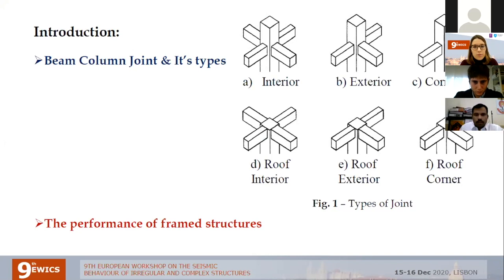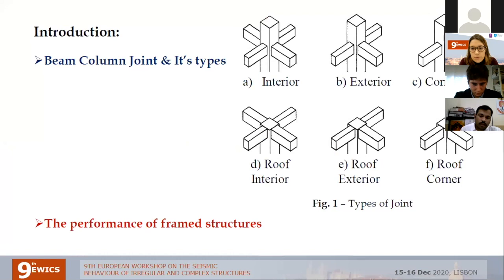Okay, I start. In the modern world, many buildings have irregular configurations in the elevation as well as in the plan. Such types of buildings are more susceptible to earthquake forces, and beam column joints are most vulnerable to damage when subjected to cyclic lateral loads. So it is necessary to identify the performance of the structure by analyzing the behavior of the joint to withstand these forces.